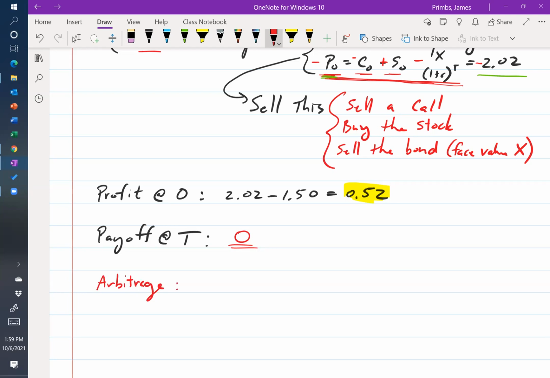There's arbitrage. I make 52 cents. No risk. Never have to invest anything. I just make 52 cents. All right, you look confused. So ask the question, because there's a bit to absorb here.